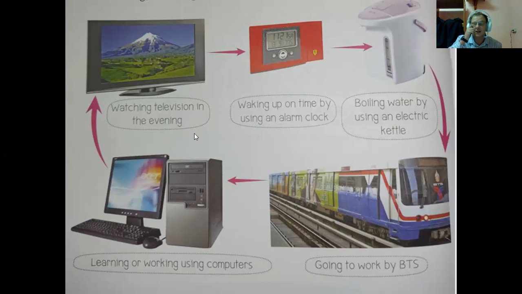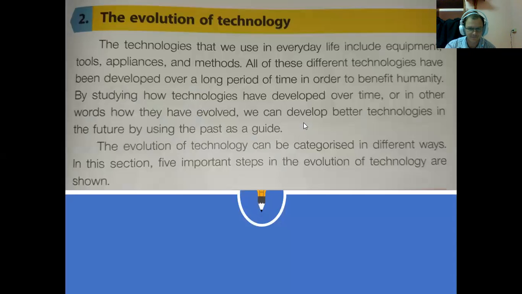without electricity, we would not have light. So if there's no technology, we wouldn't have electricity. No electricity means no lights. And no lights means we cannot use any of these things because we have no electricity.